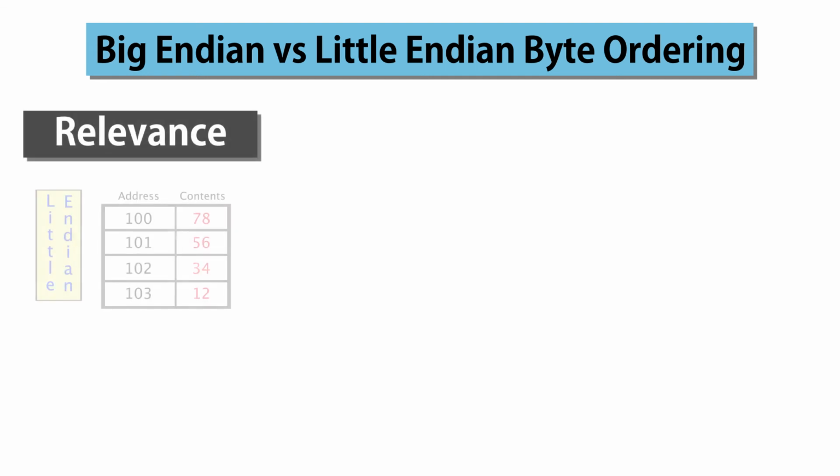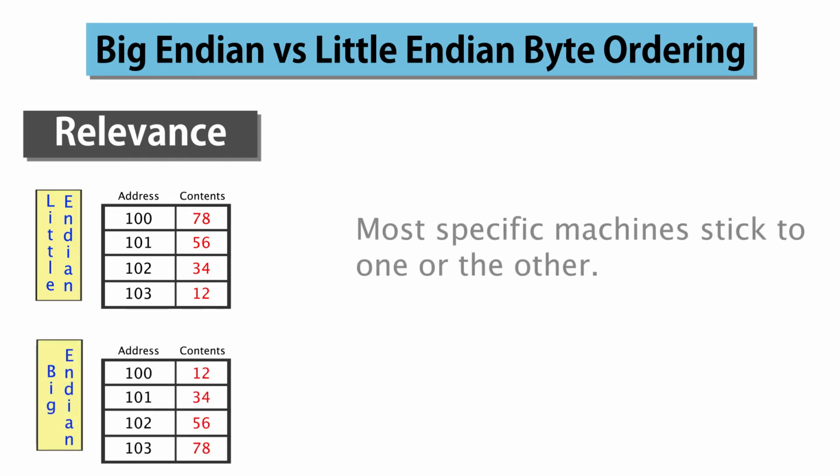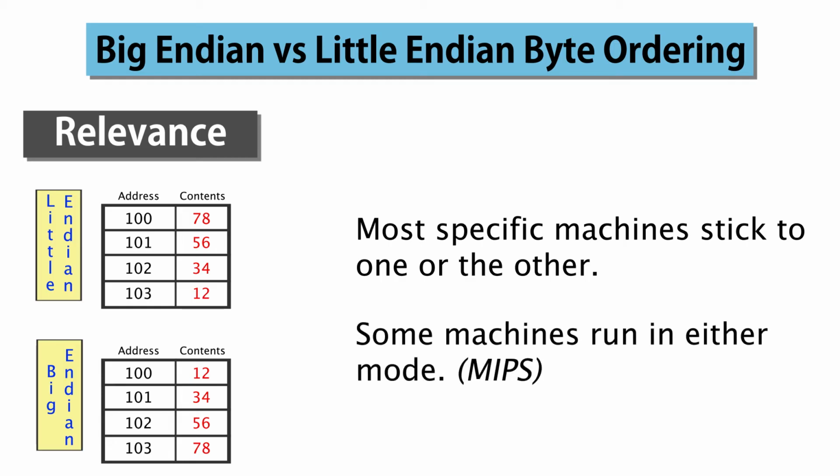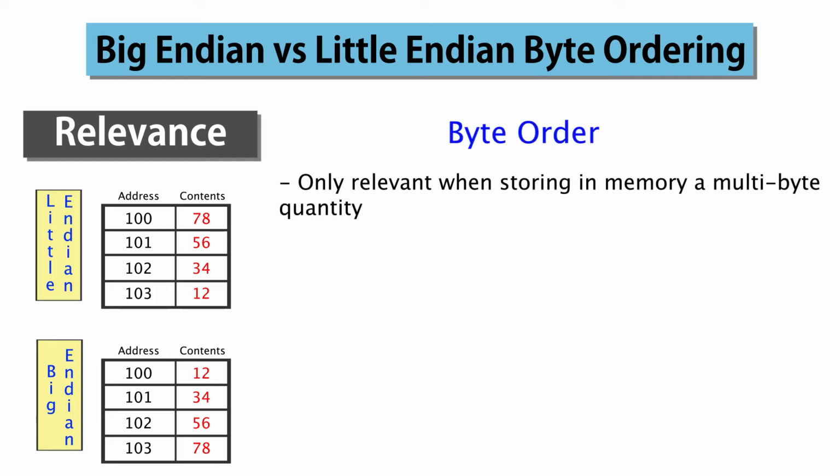Some machines use Little Endian, while others use Big Endian. Most specific machines stick to one or the other. However, there are some machines, MIPS in particular, that can be run in either mode. Note that byte order is only relevant when storing in memory a multi-byte quantity, such as a 4-byte integer or an 8-byte double.